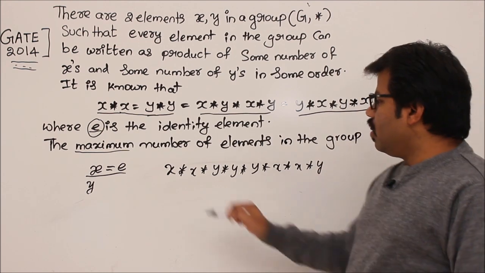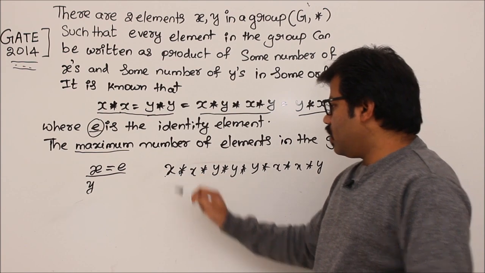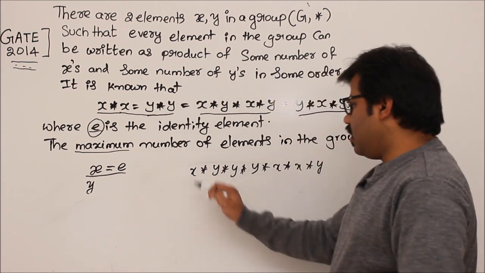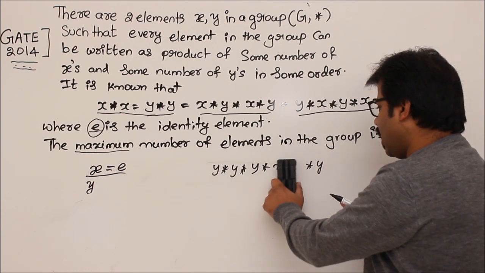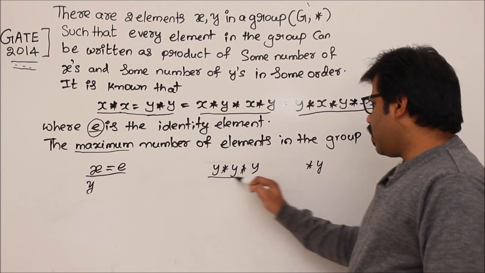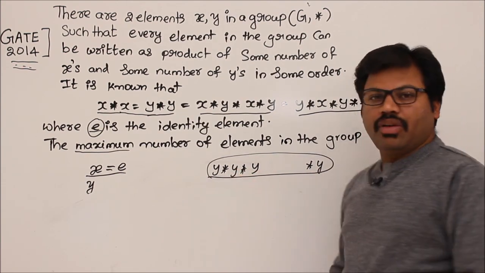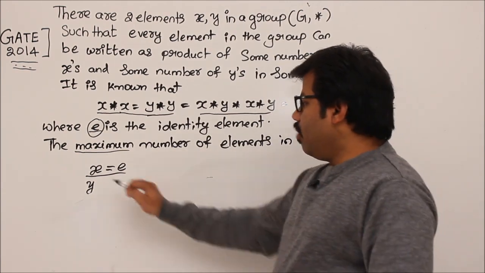What I am saying is, since x is e, e star anything will be that anything. So this will be cancelled. Now again this x will be cancelled because it is e. So here e star e will become e, that will be gone. So finally you end up with some sequence of y's, but if the sequence of y's is an even number, again that will become e. If it is odd, it will become y, but that is already covered.